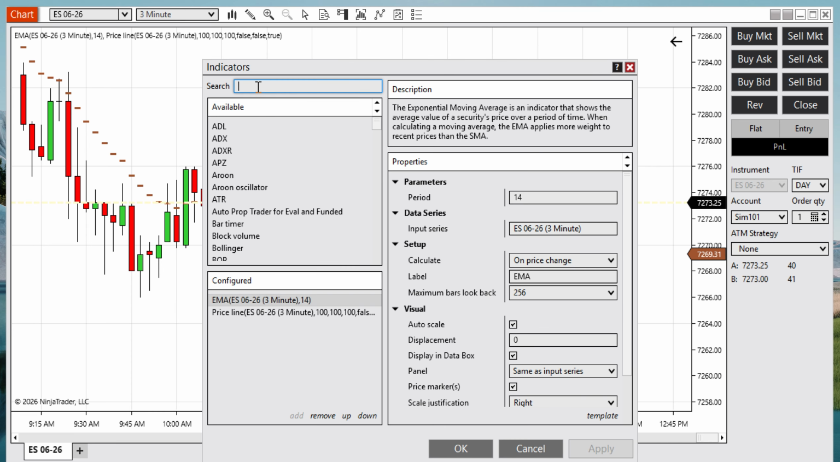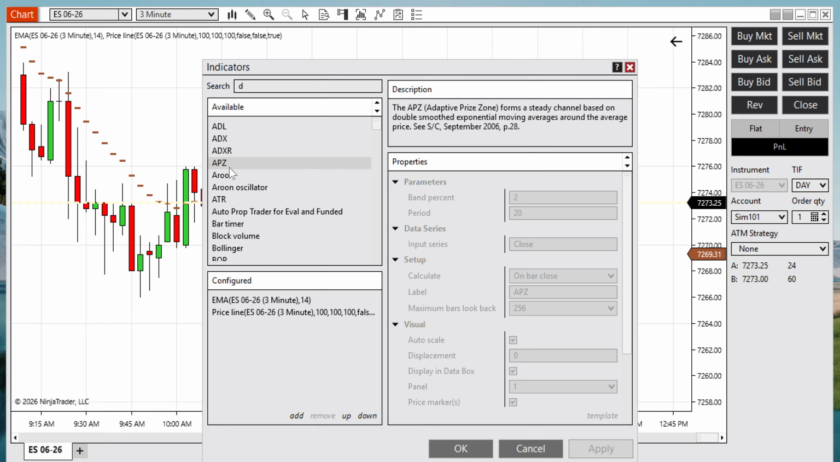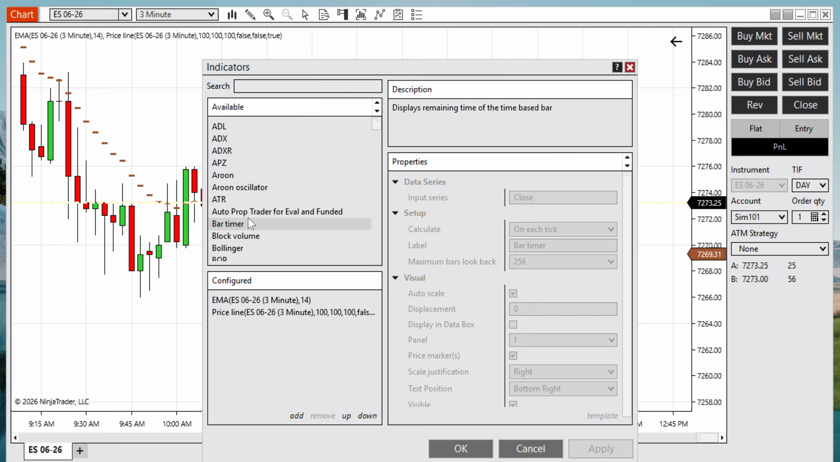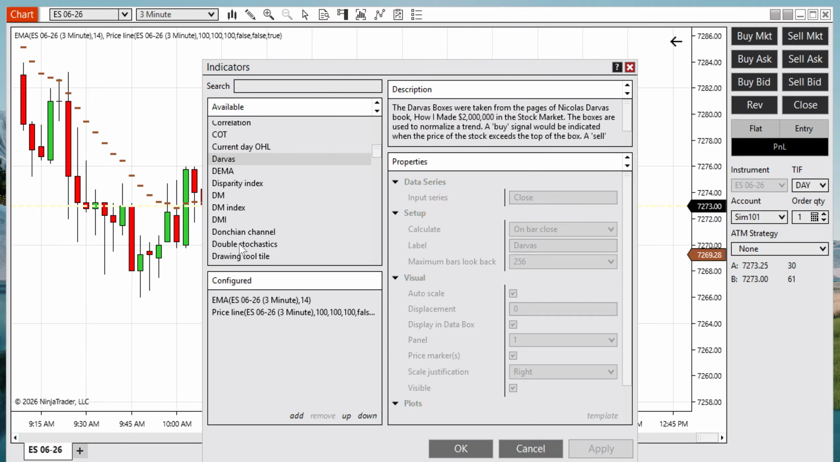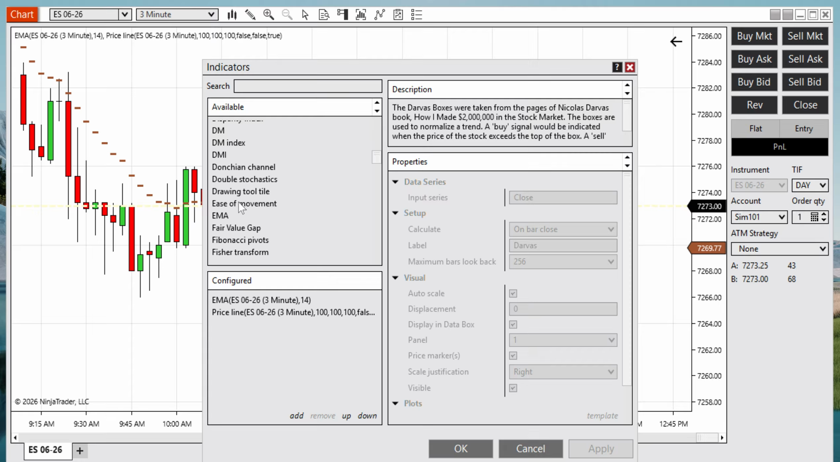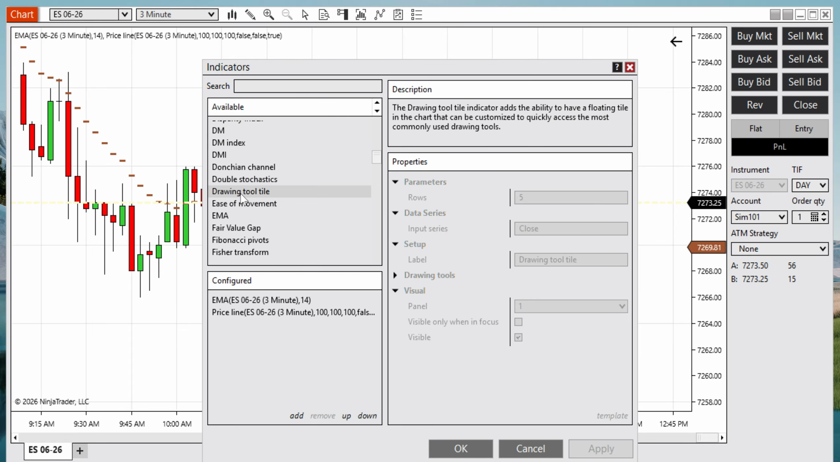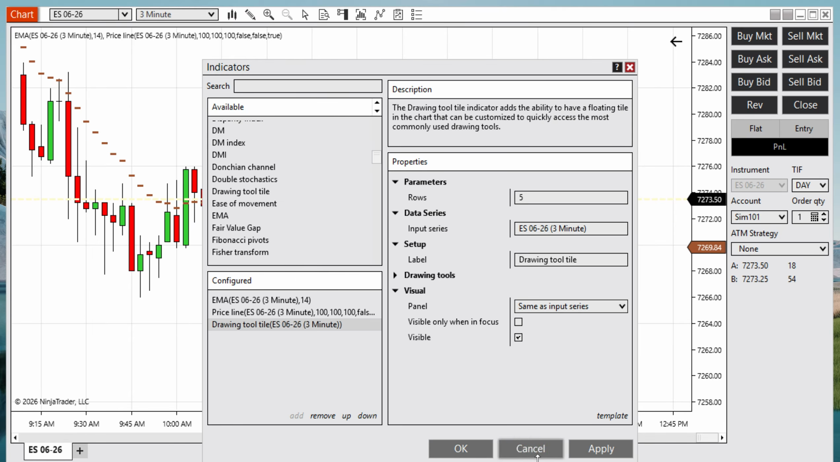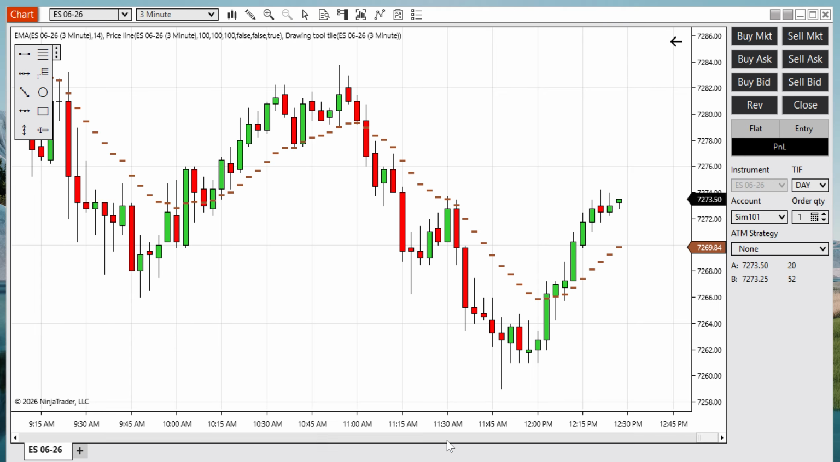And one more useful thing is drawing tools. You click somewhere here in the available indicators and then click D. It goes to drawing tools. This one is also useful. If you double click and then press apply, all these lines will be right here. So you can do some artwork. Yeah, see, nice. So that's what you do.